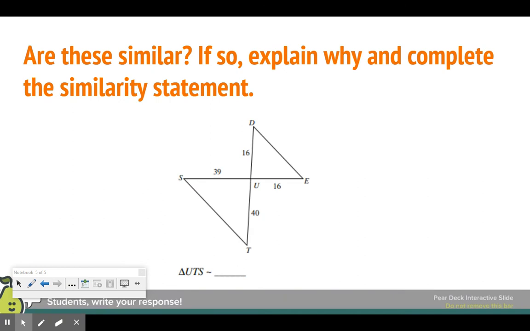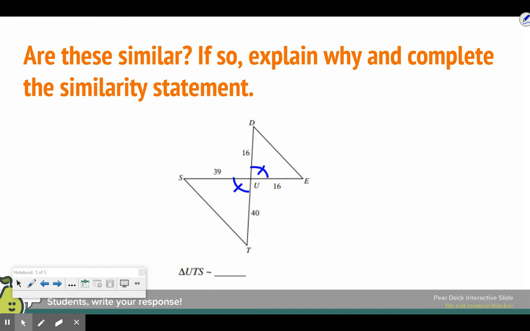We're going to go through a couple examples, just kind of check things out here. First things first, we need to decide if these are similar. If so, we need to explain and complete the similarity statement. Great, so looking at this, I know a couple things. I know we have congruent angles to kind of help me out here.